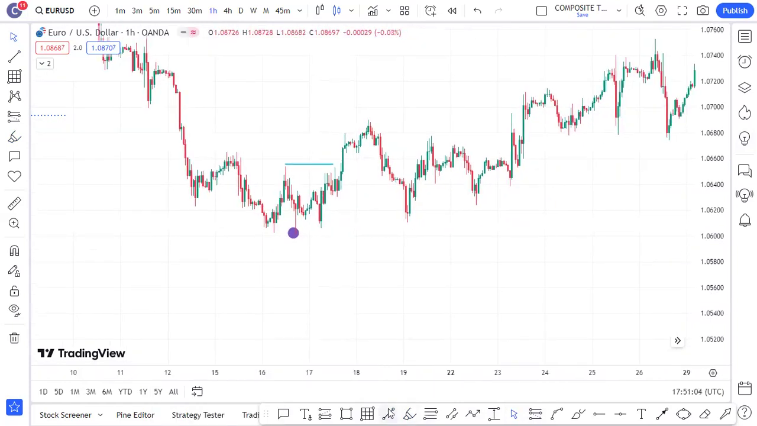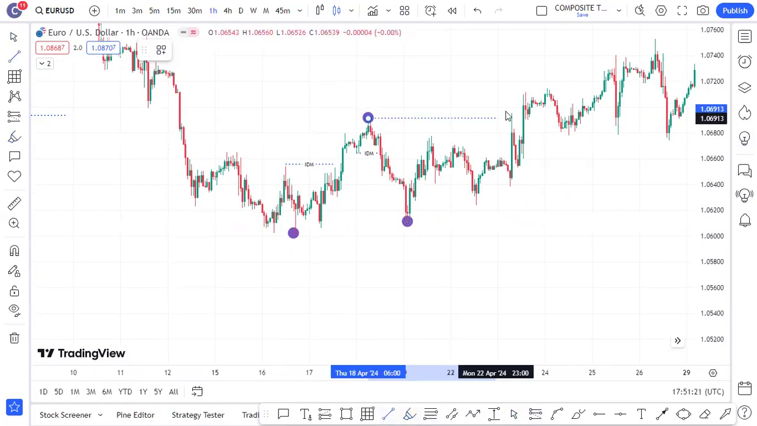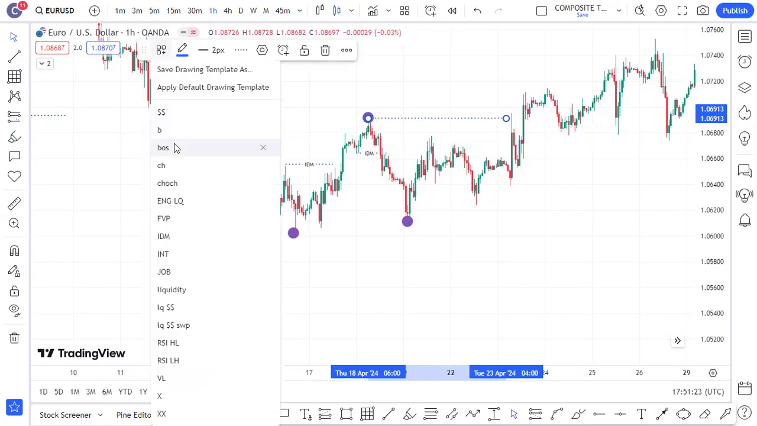Inducement. Then this is not inducement. Then the structure happened to shift to this other side. So this is just an internal structure, right? Daily internal structure. This is our new inducement. This is our high, our low, our new break of structure, a new BOS.